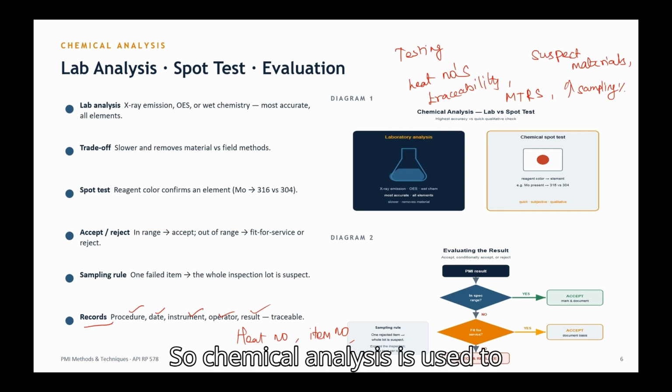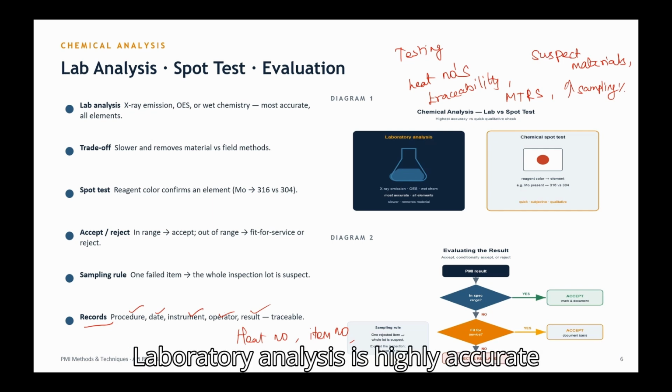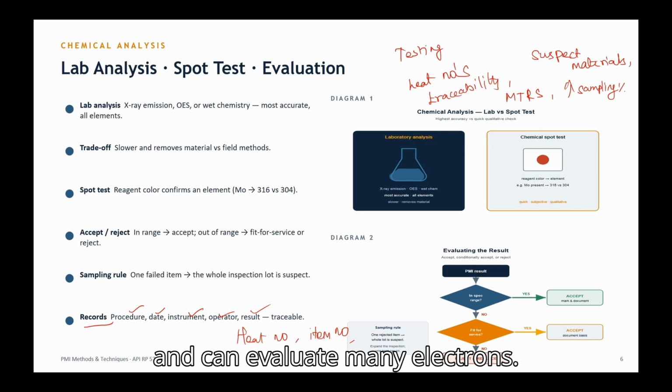So, chemical analysis is used to determine material composition. Laboratory analysis is highly accurate and can evaluate many elements, but it is slower and may require removing material.